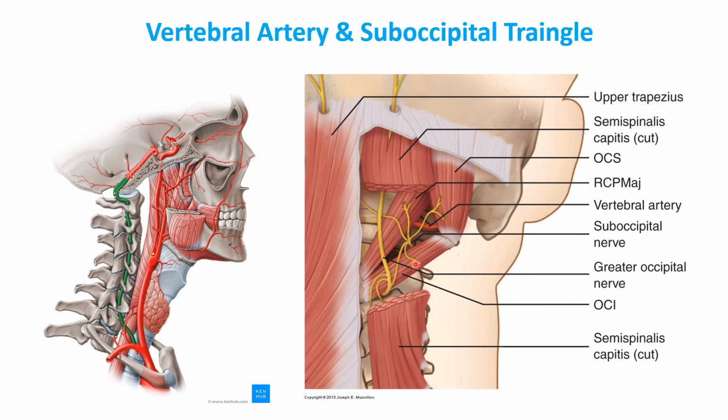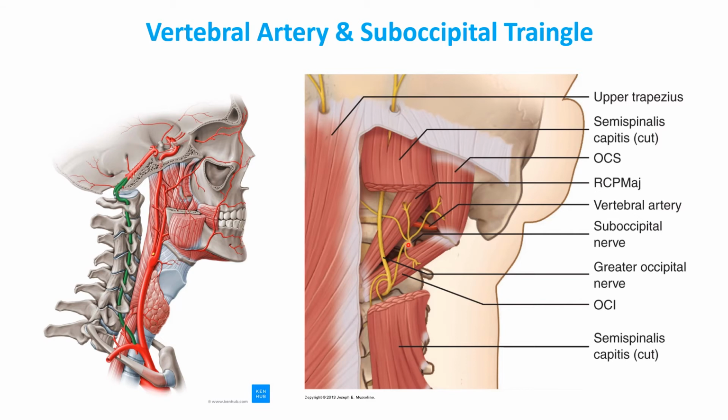Now these are small muscles which are involved in the extension of the neck. So unlike the muscles which we saw anterior to the vertebral column, which were involved in the activity of flexion at the neck, these muscles are involved in the extension.